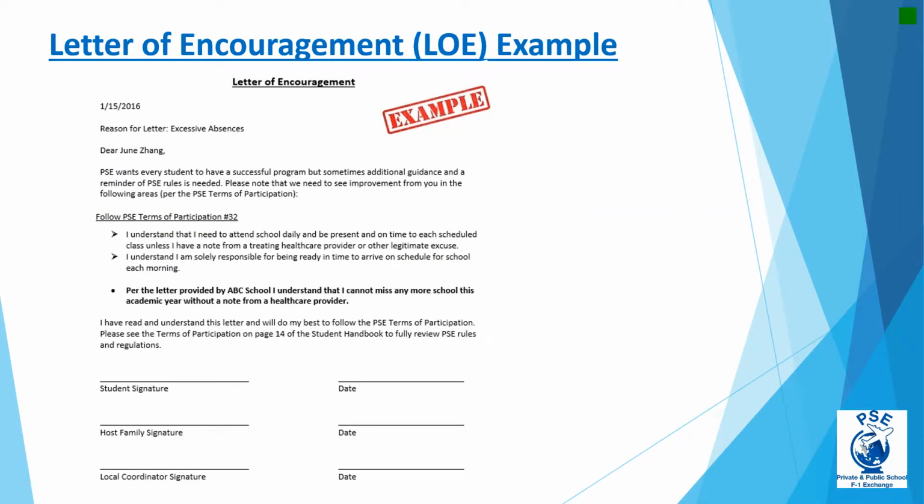Here is an example of a letter of encouragement. This letter explains the reasons for the disciplinary documentation and includes areas for improvement that correspond to those that were selected on the request form. In this example, the LOE has been issued to the student for school attendance and tardiness. The terms of participation that corresponds to the area requiring improvement is listed. In this case, terms of participation number 32, along with a specific behavioral action plan. In this example, it states, "Per the letter provided by ABC School, I understand that I cannot miss any more school this academic year without a note from a healthcare provider."